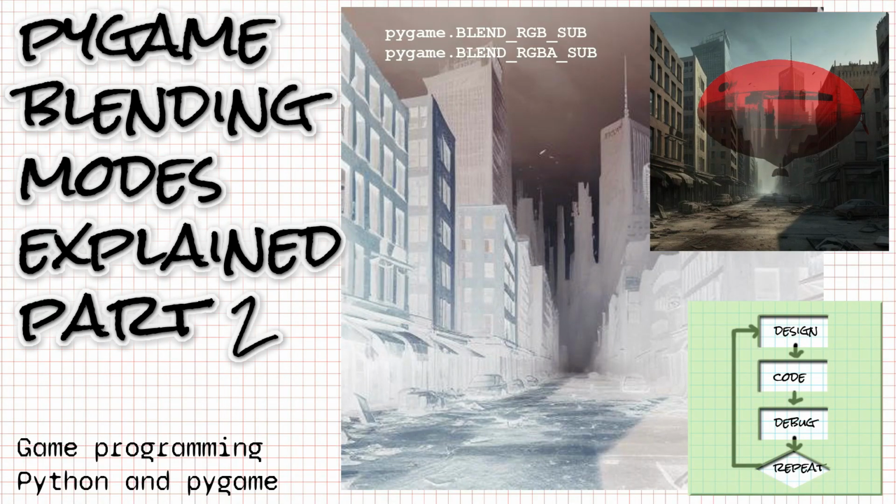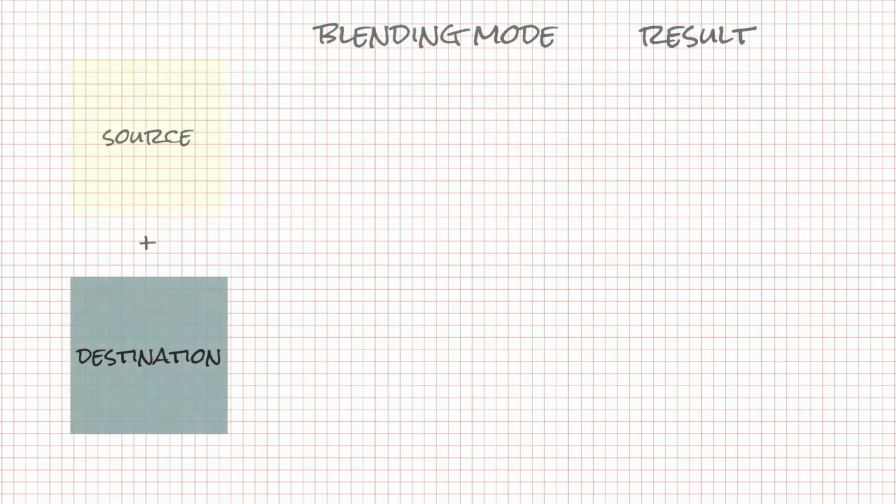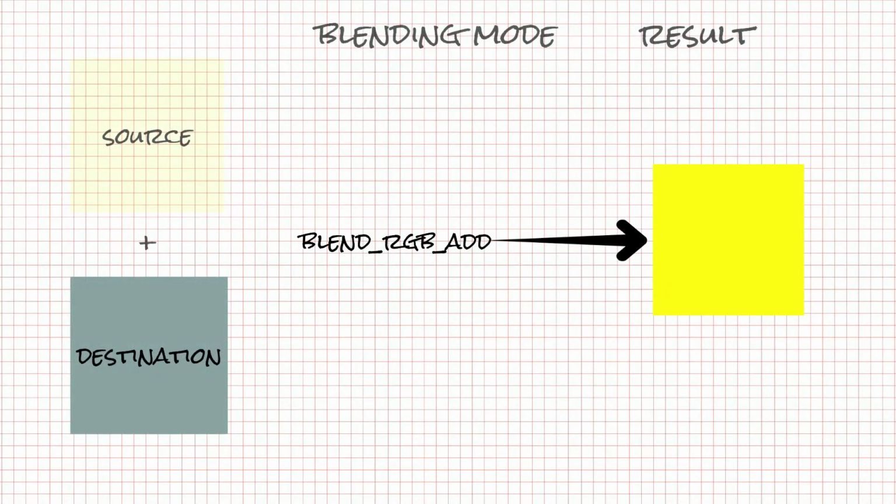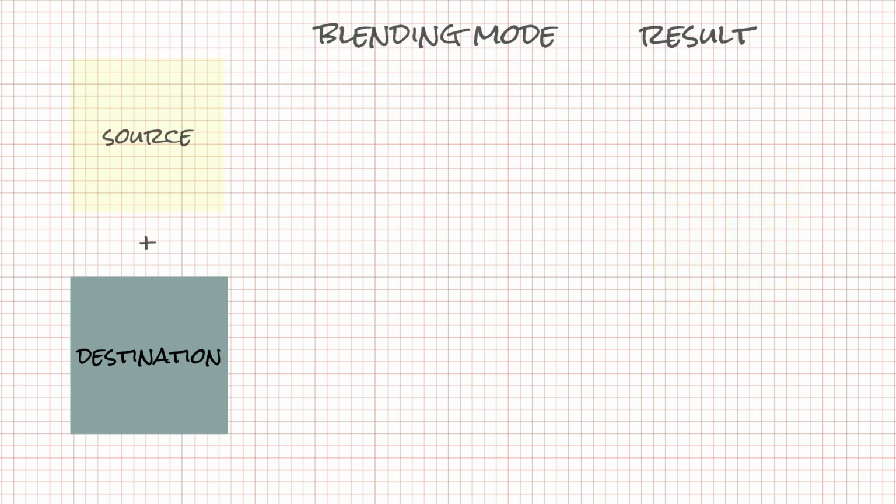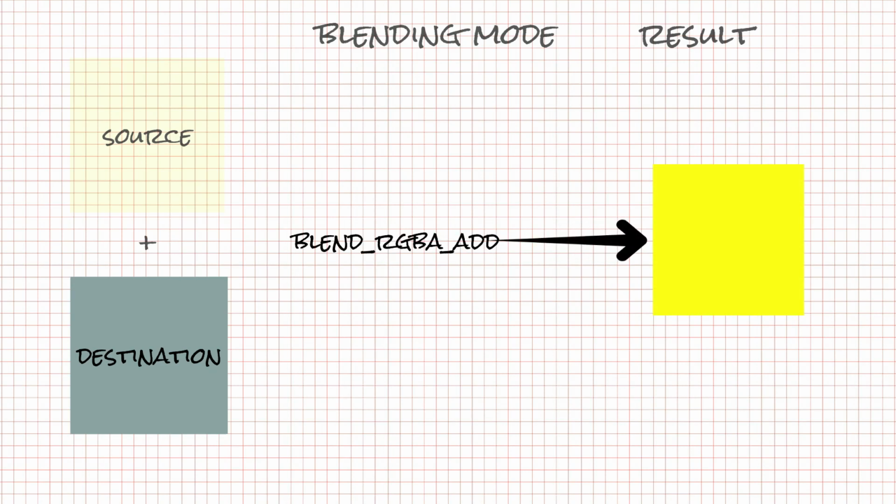Welcome to the channel. In this video, we're going to continue our deep dive into pygame blending modes. Blending modes specify the color and transparency value of a result pixel when you blit a source pixel to a destination pixel. In the first video, we looked at the default blending mode and the add blending modes, BLEND_ADD, BLEND_RGB_ADD, and BLEND_RGBA_ADD.